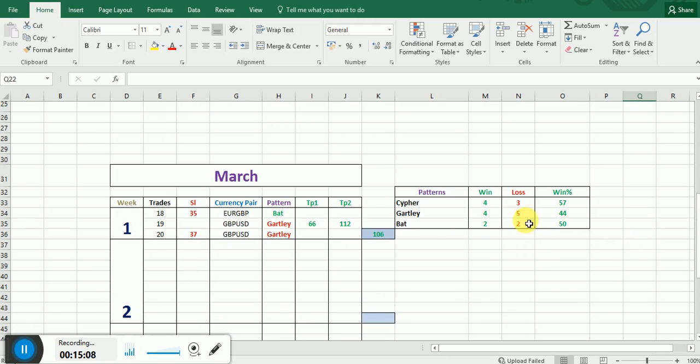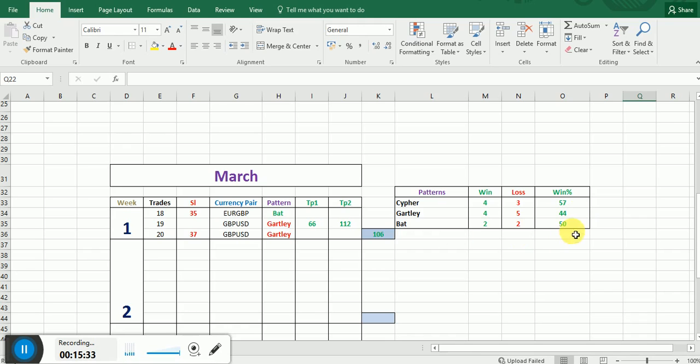So as you can see, these are all the trades that we've taken. The cipher pattern, taking 7 trades, got a 57 pip winner. And with the cipher pattern, I would expect this winning percentage to go to about 60-70%, because cipher patterns are the best patterns. If you know how to trade it correctly, you're going to get the best results. The Gartley, we're not doing so well with so far.